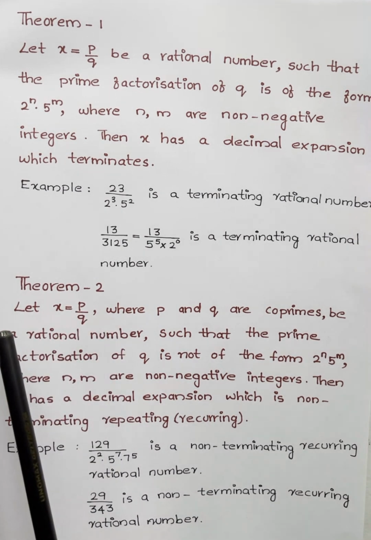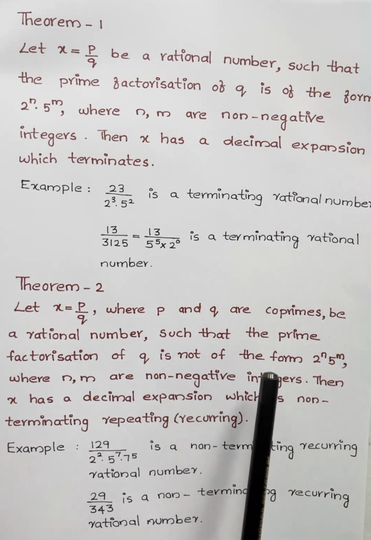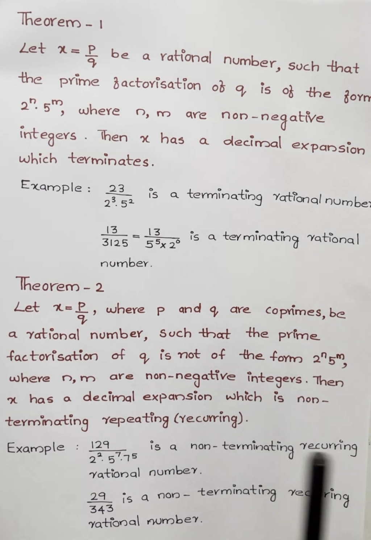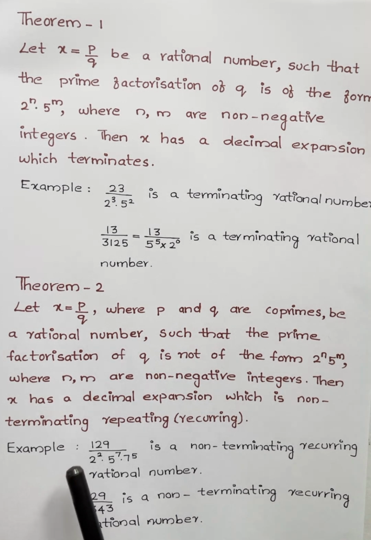Now, theorem 2 states that let x equal p by q, where p and q are co-primes, be a rational number such that the prime factorization of q is not of the form 2 raised to n into 5 raised to m, where n, m are non-negative integers. Then x has a decimal expansion which is non-terminating, repeating or recurring. Example for theorem 2: 129 divided by 2 squared into 5 raised to 7 into 7 raised to 5. Here, the denominator is not in the form 2 raised to n into 5 raised to m. Therefore, this is a non-terminating recurring rational number.